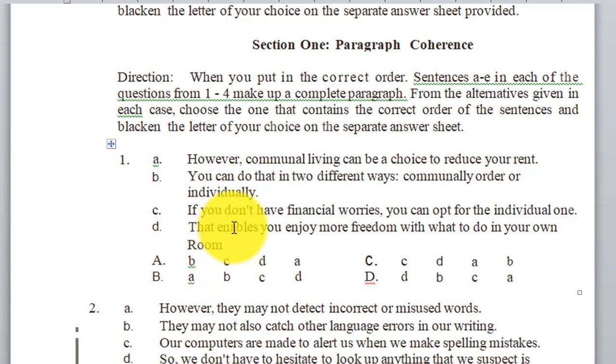See, if you do not have financial doubts, you can opt for the individual one. If there is no financial shortage, living alone is the better option. So right. Then that enables, which one? C is the one chosen; the idea is related to this. So D came.